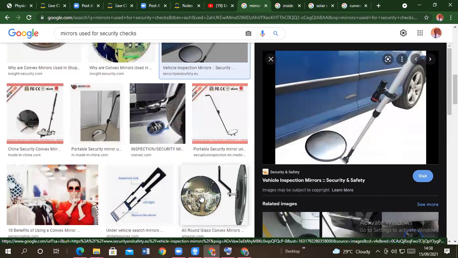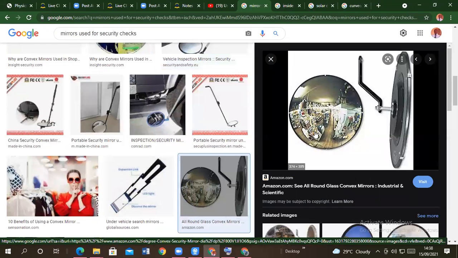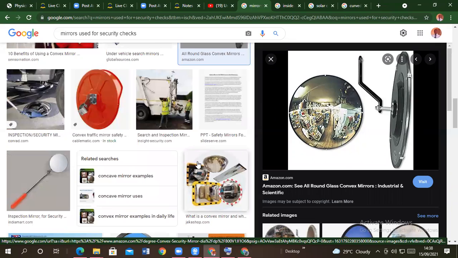Why? Because the mirror in supermarkets, this is how the mirror looks like in supermarkets, because the mirror is concave. So you can even see what is this side or what is even this other side at this end, because the mirror gives a wide field of view.